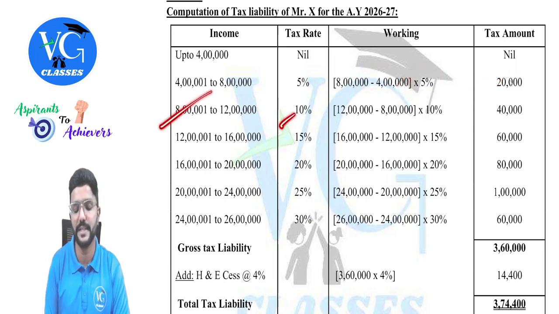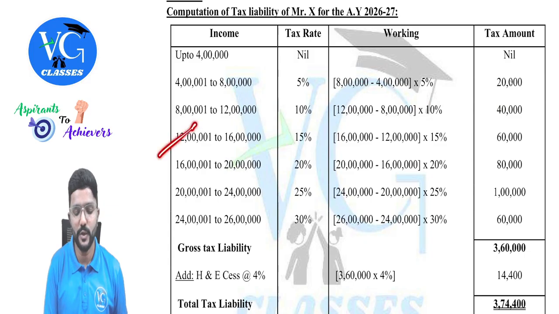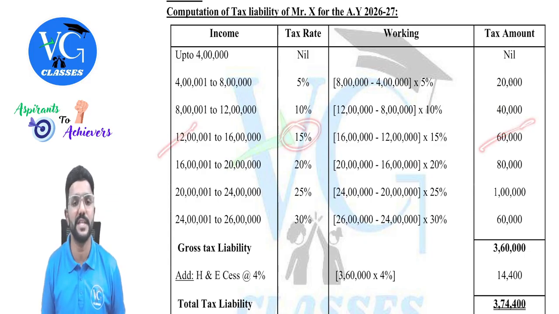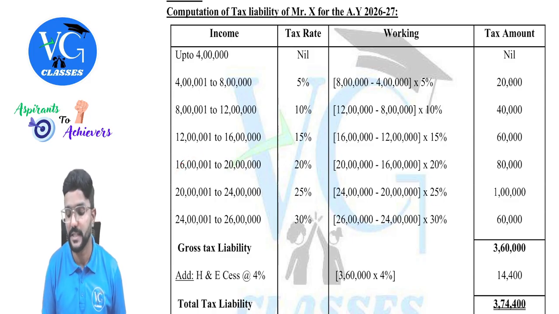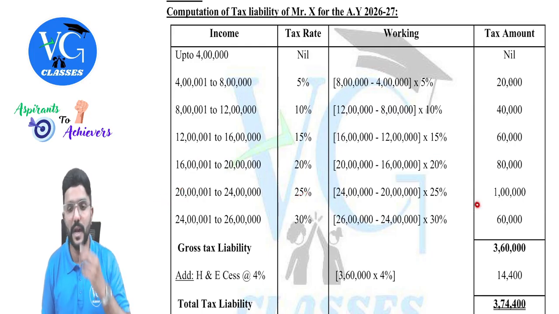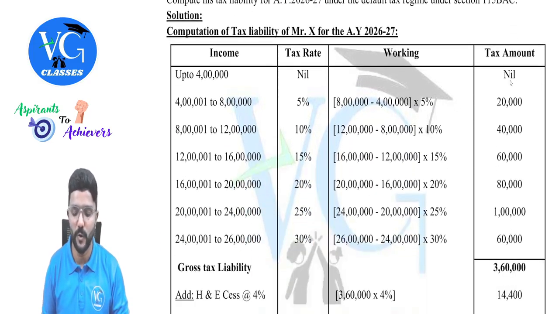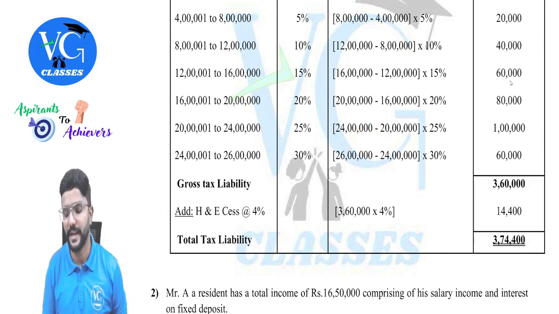Then 8 lakh to 12 lakh, it is 10%. So 12 minus 8 lakh, you will get 4 lakh again into 10%, 40,000. Got it? Then 12 to 16 lakh, 15%. The amount will be 60,000. Then 16 to 20 lakh, it is 20%. So 80,000. Then 20 to 24 lakh, 25%. The amount would be 1 lakh, guys. So more than 24 lakh, it is 30%. So what is the total income? 26. So 26 minus 24, we get 2 lakh into 30%, which gives us 60,000.